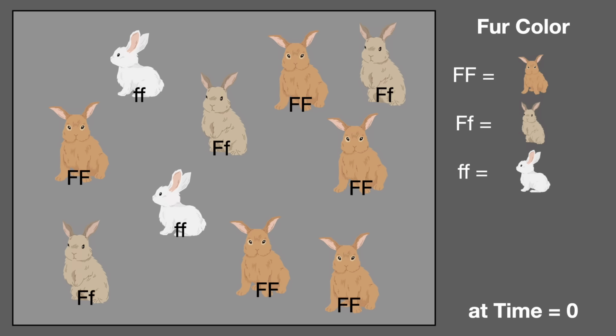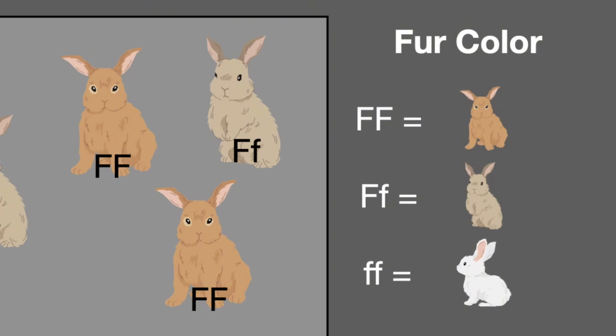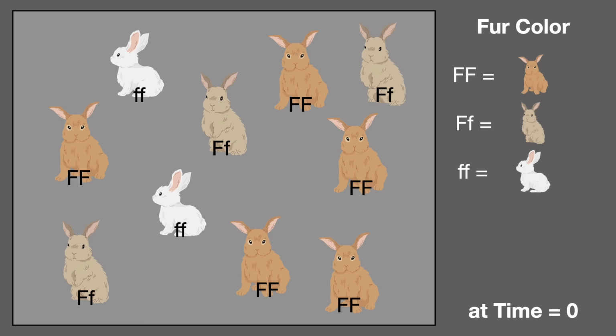In this picture, we have a population of rabbits that have two alleles that contribute to their fur coat color. Genotypes big F and big F for brown rabbits, big F and little f for light brown, and perhaps little f and little f for white rabbits. As we look at this single gene called F, we can determine the allele frequencies by counting the number of big F alleles and dividing by the total number of alleles, which in this case is 20, as there are 10 individuals who each have two alleles.